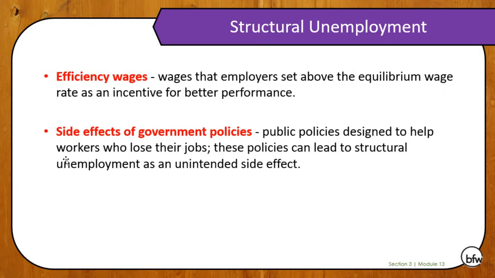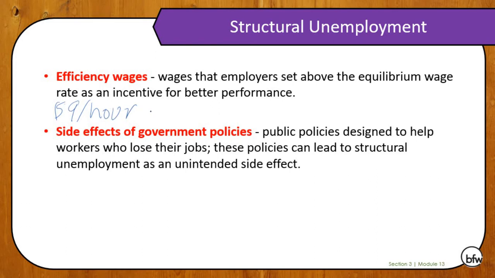Other causes of structural unemployment are going to be efficiency wages, and that's just a fancy word for saying that basically these are wages employers set above the equilibrium wage rate as an incentive for better performance. So let's say you work at, I don't know, Jimmy John's, right? And a regular, normal wage for working at a place like that, let's just say it's like $9 an hour. That's what you would expect to make working at a place like that.